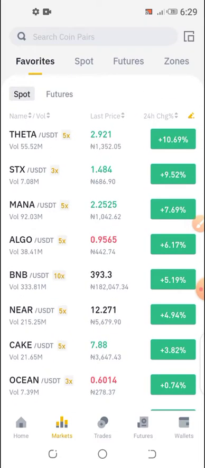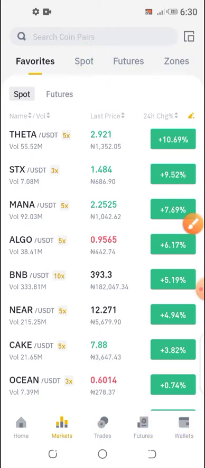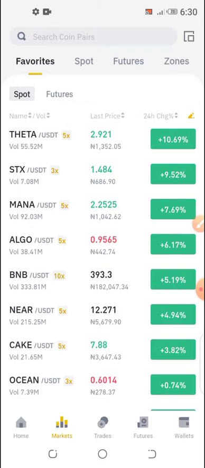Next to it is spot. Next to it is futures, and then zones. I will talk briefly on the spot and futures. Now, in trading cryptocurrencies, you could trade what we call the spot market or the futures market.